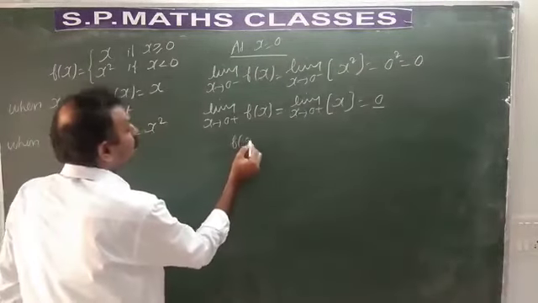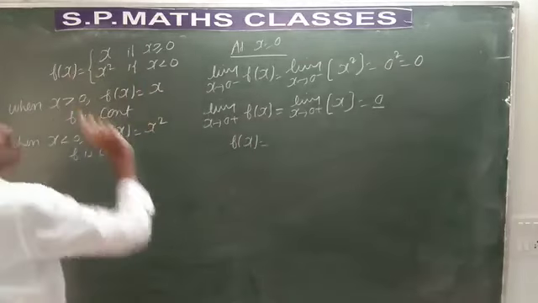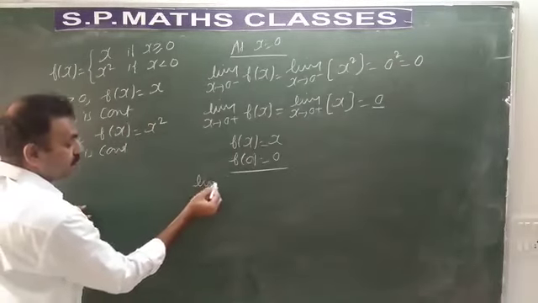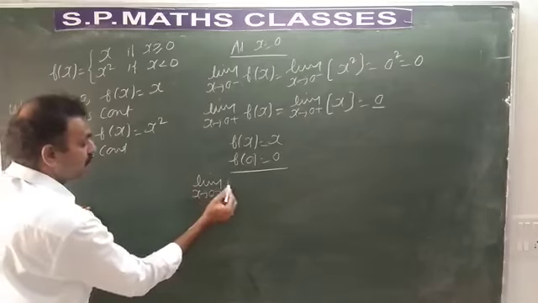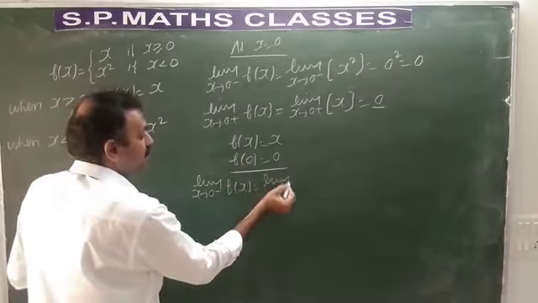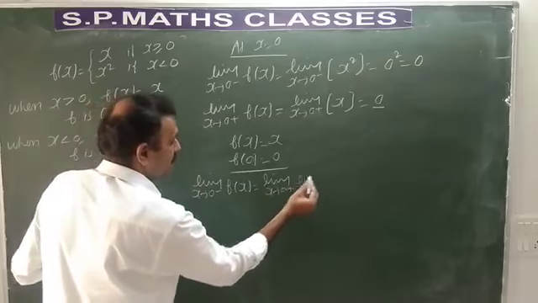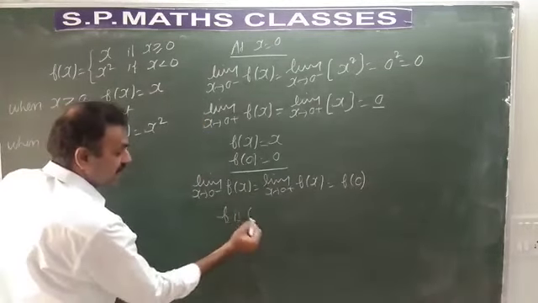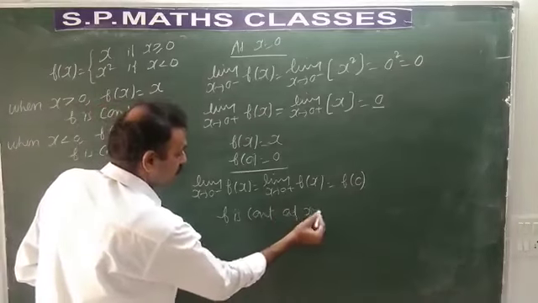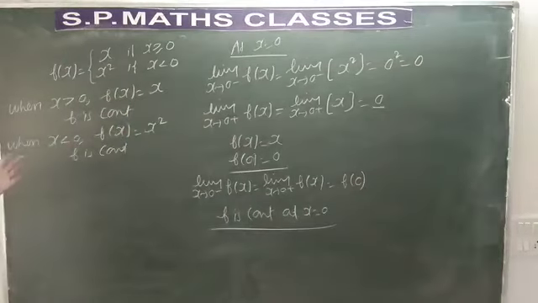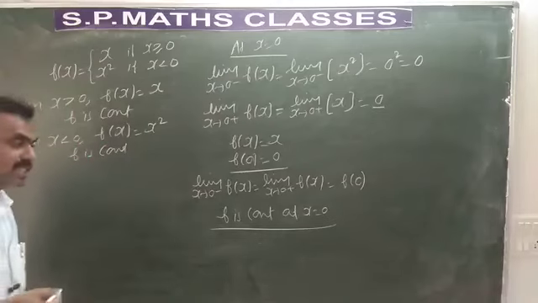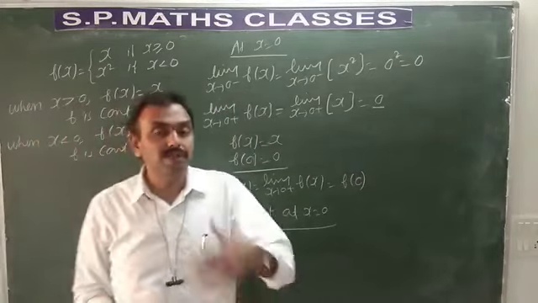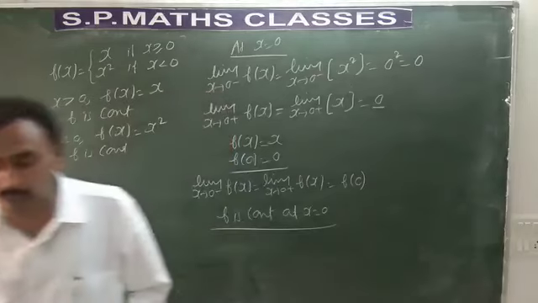Then at x is equal to 0, f of x is x, so f of 0 is equal to 0. Now limit as x tends to 0 minus of f of x is equal to limit as x tends to 0 plus of f of x is equal to f of 0. So what is your conclusion? f is continuous at x is equal to 0. For all x less than 0 it is continuous, for x greater than 0 it is continuous, even at x is equal to 0 it is continuous. The conclusion is that there is no point of discontinuity.